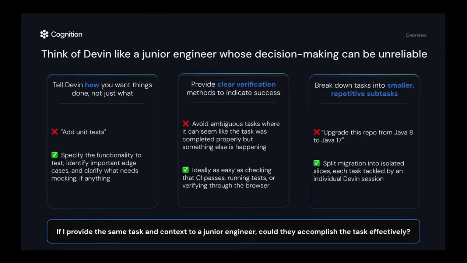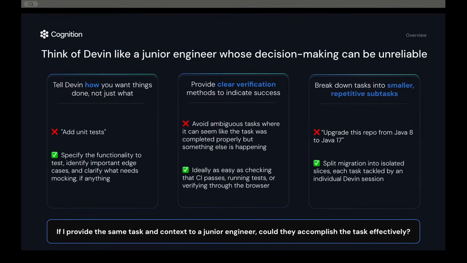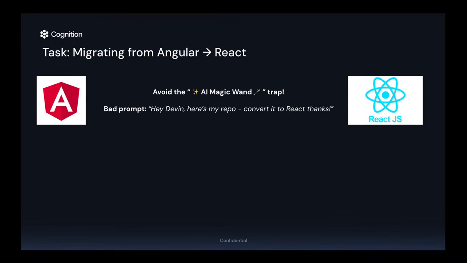And so that's the core concept to keep in mind: if I provided that same task in context to a junior engineer, could they accomplish that task effectively? To really illustrate this, I'll show an example for if we wanted to do a migration from Angular to React, which is a great Devin use case.